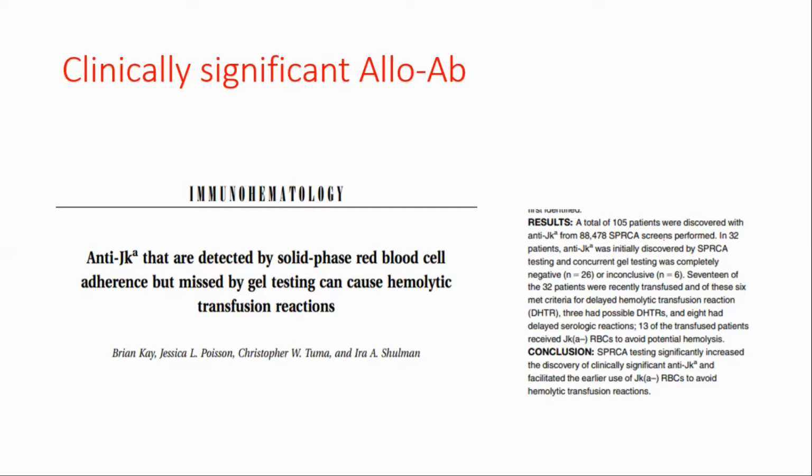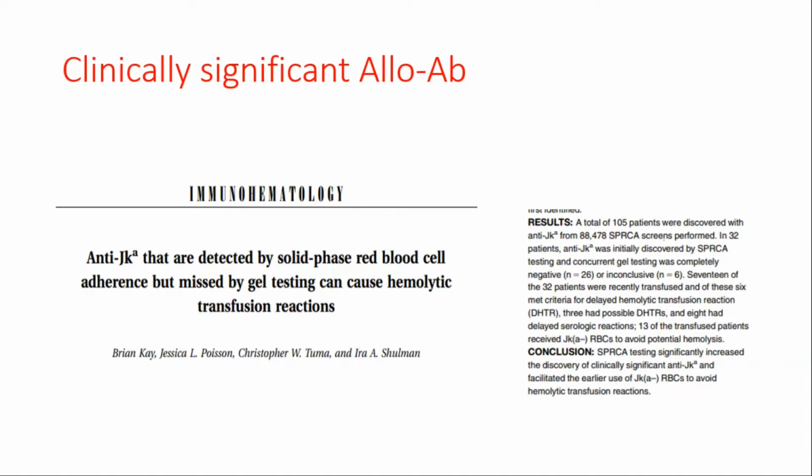This technique is highly sensitive in detecting anti-KIT antibodies, and there are case reports in the literature. There are some cases where KIT antibodies were missed by gel technology or column technology and were detected by solid phase assay. So there are case reports mentioning very low levels of JKA or JKB antibodies being detected by solid phase assay.